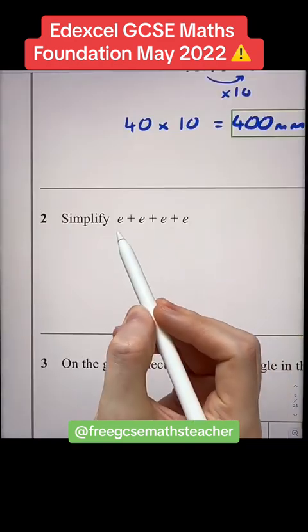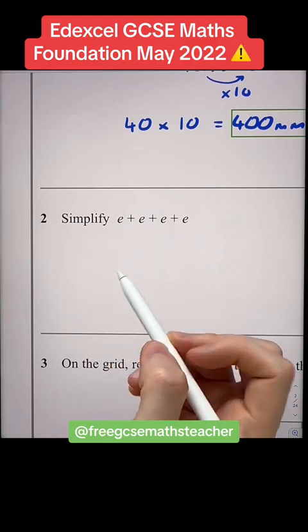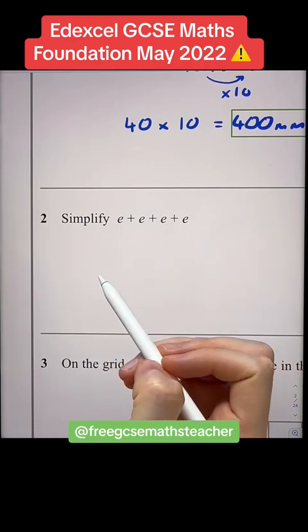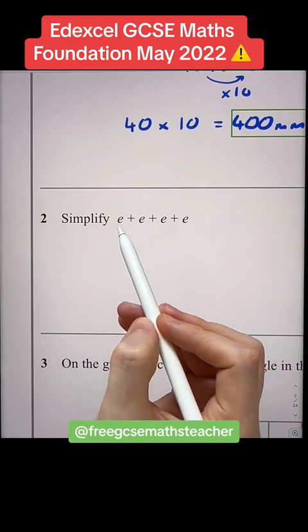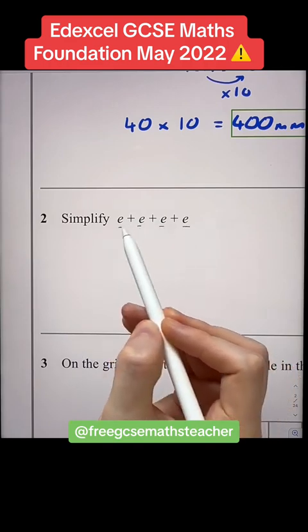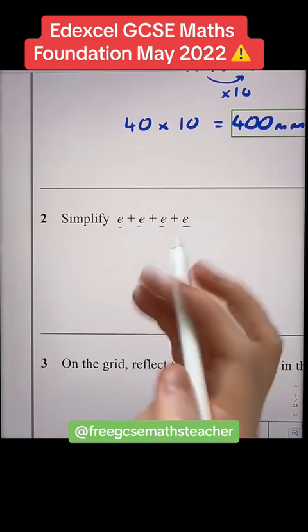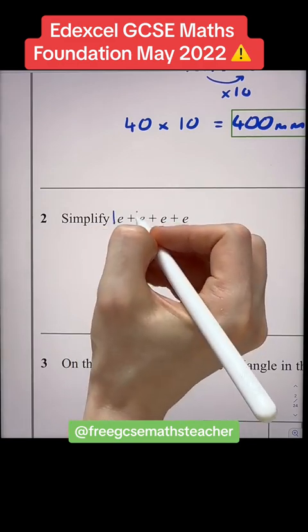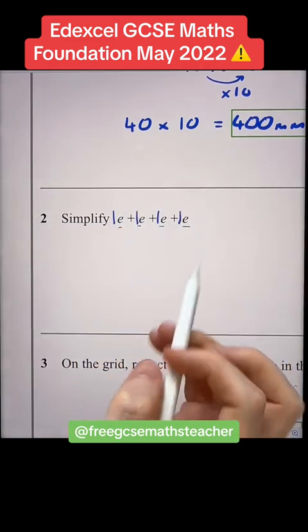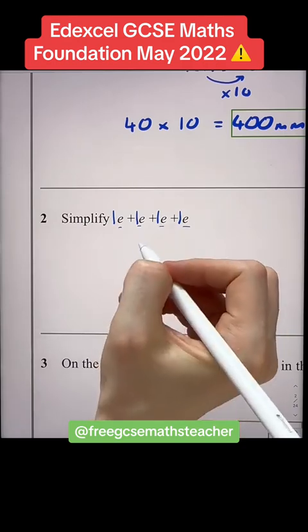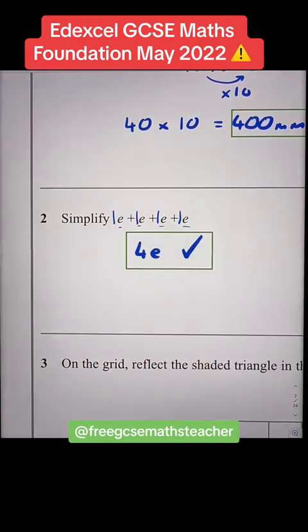Question 2. Here we're asked to simplify e plus e plus e plus e. We can only add or subtract like terms, and like terms have the same combination of letters. As they all end in e, they are like terms. Hence, we just add or subtract the numbers in front. If there's no number in front of a letter, we know the number is 1. Hence, just adding up my lots of e, 1, 2, 3, 4, will simplify to give us 4e.